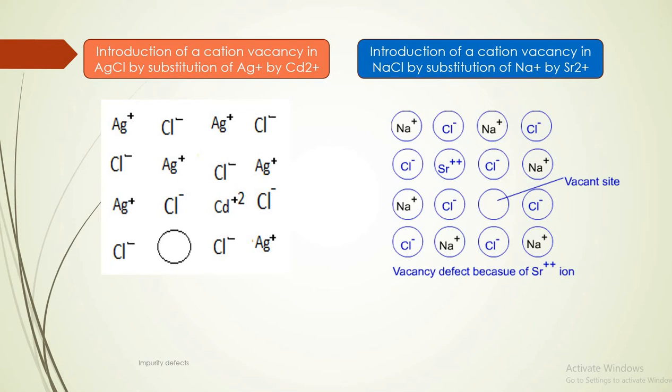This is shown in this picture on the right hand side. Therefore, these vacancies result in increased electrical conductivity of the solid. Similar defect and behavior is observed when cadmium chloride is added to AgCl, as shown in the picture on the left hand side.